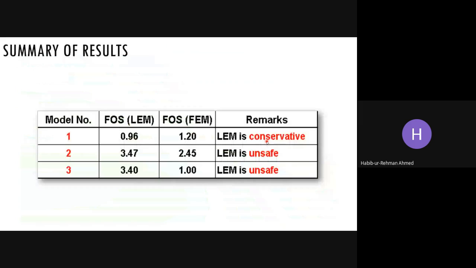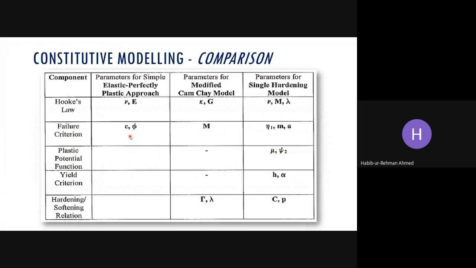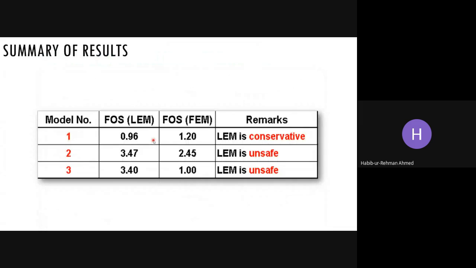Okay, so now if I look at the summary, I showed you the summary of all these 3 models. You can see here that these are the factors of safety from limit equilibrium methodology, and these are the factors of safety from finite element models. So in the first case only, limit equilibrium methodology is conservative. In the other 2 cases, use of the limit equilibrium method is highly unsafe.